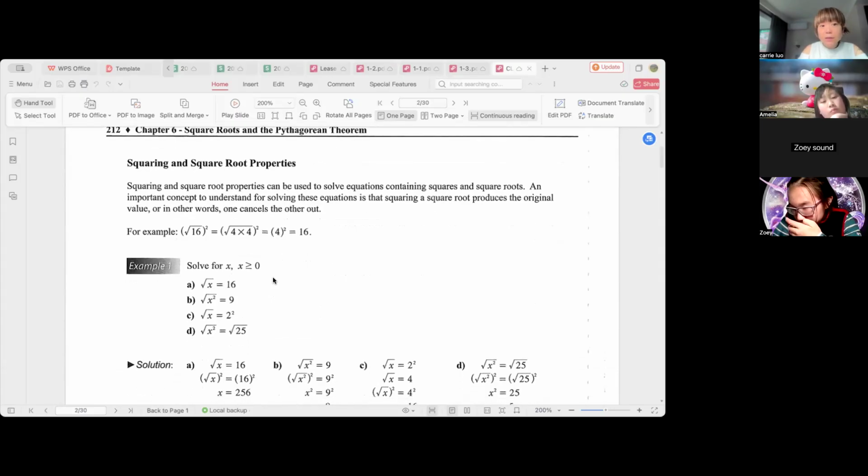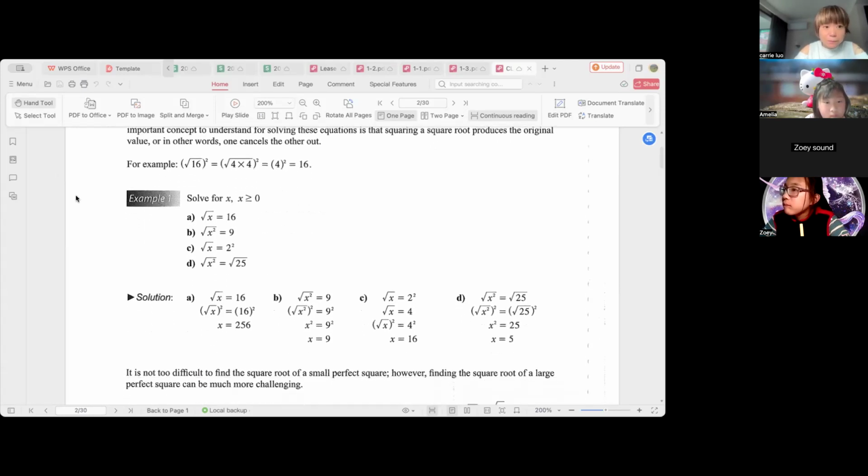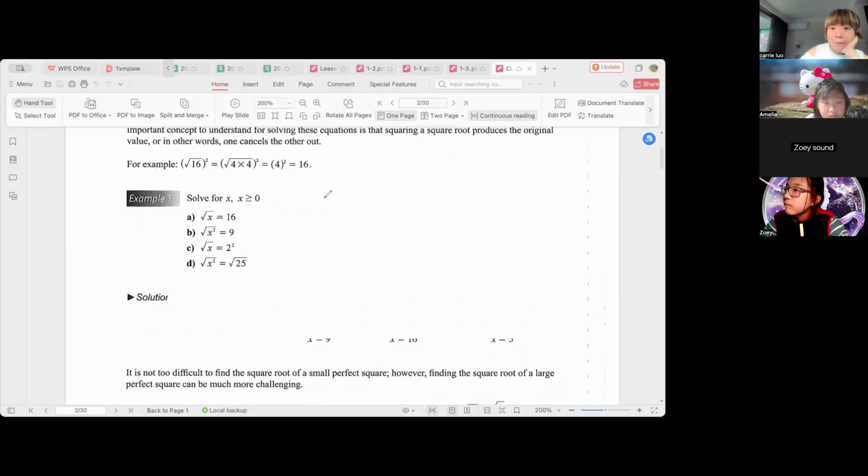Okay, so let's take a look at this one. The third one, we're going to dig deeper into the squaring and square root properties. What are the characteristics of them? Squaring and square root properties can be used to solve equations containing squares and square roots. An important concept for solving these equations is that squaring a square root produces the original value, or in other words, one cancels the other. Let's do them one by one, okay?